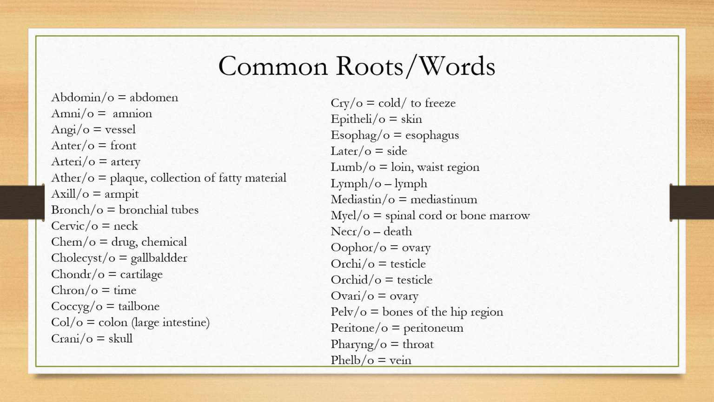Oopho or oophoro, this refers to your ovaries. Orchio, this refers to testicles. So does orchido. Ovario, sounds just like ovary anyway. It pretty much says it without actually saying it. Pelvo, this is the bones of the hip region.